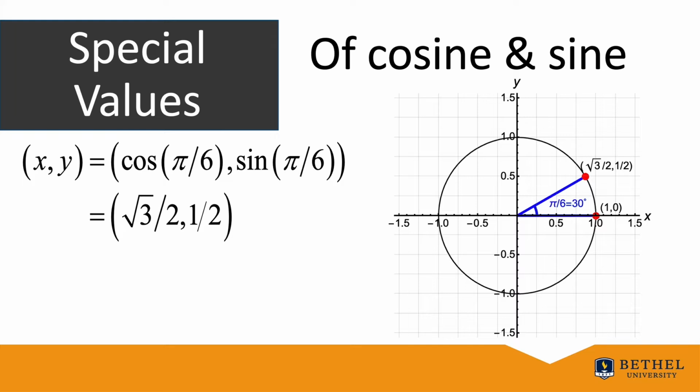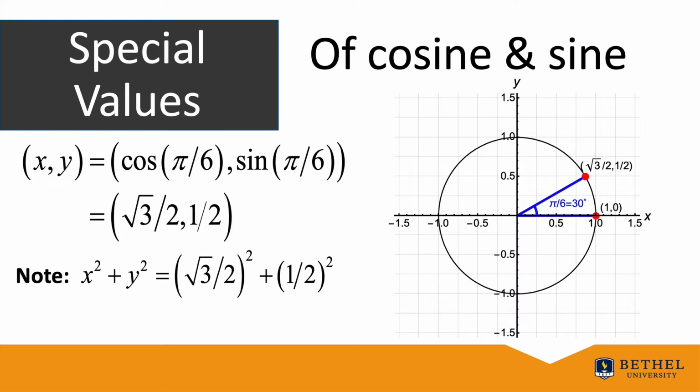Coming back to the unit circle, we again note that x squared plus y squared equals square root of 3/2 quantity squared plus 1/2 quantity squared, which simplifies to 3/4 plus 1/4 equals 1. Once again, the equation of the unit circle, x squared plus y squared equals 1, is satisfied. This point is indeed on the unit circle. But that doesn't answer the question of why we have these particular special values.